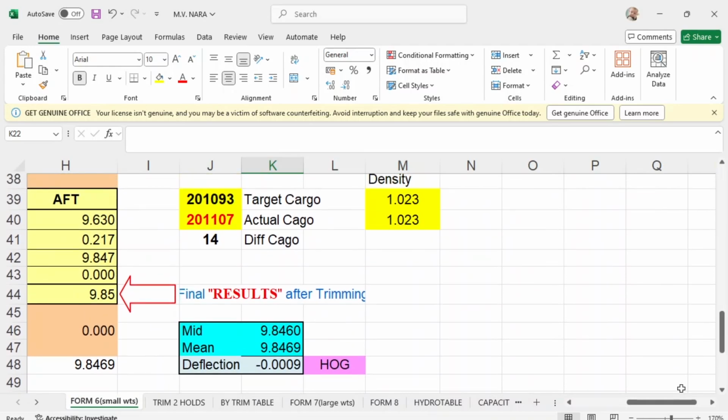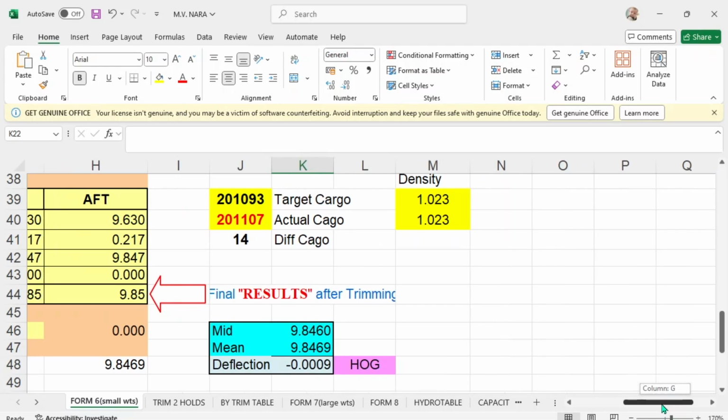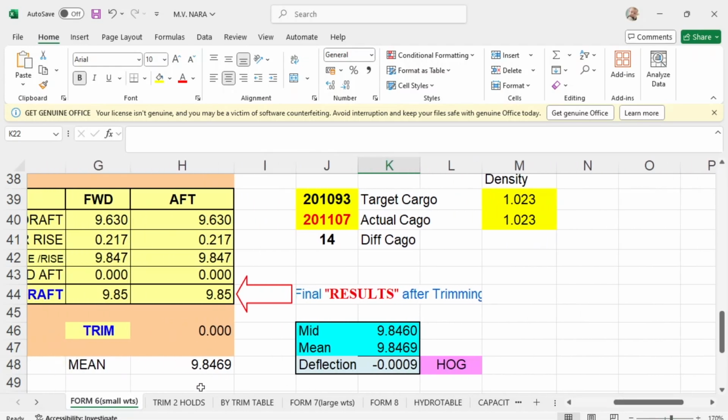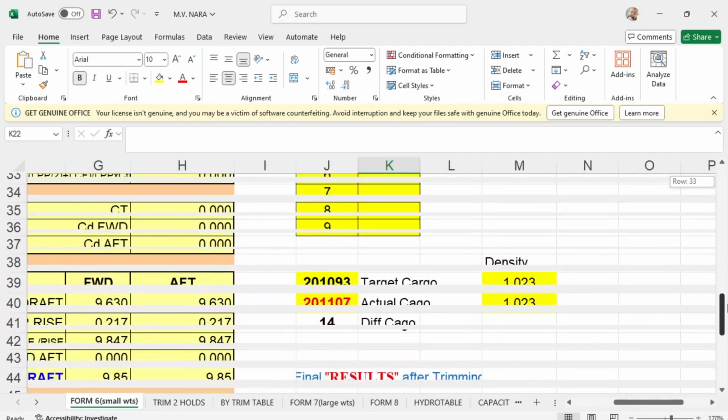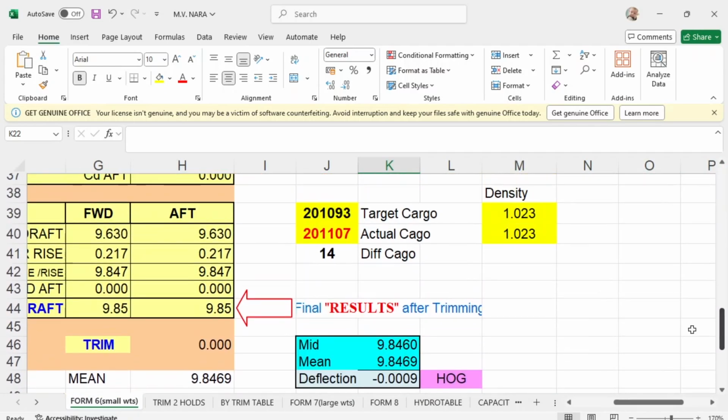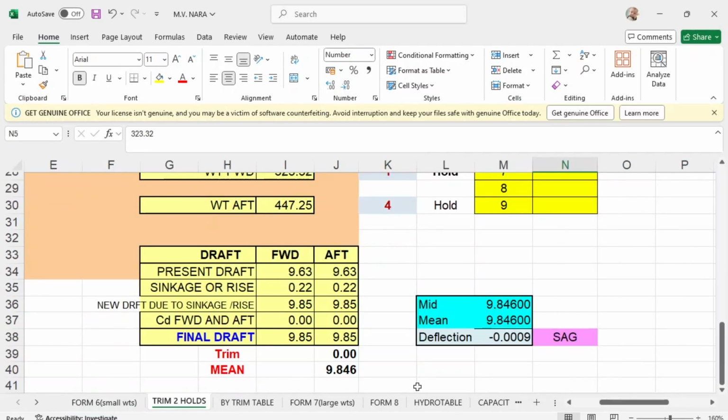your mean draft is 9.846, which is this one, and you have a zero deflection. So believe me, guys, if you follow this recommended cargo to load, if you follow this one, you will have a zero deflection. Okay, so we go to the trim to hoods.